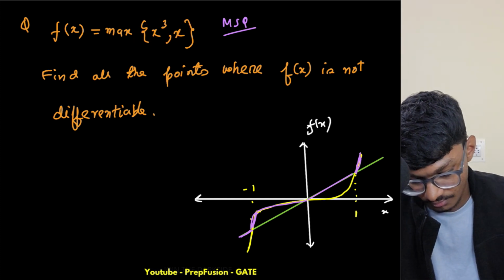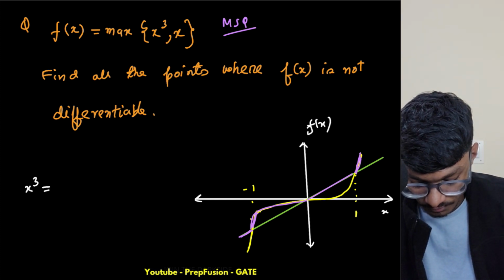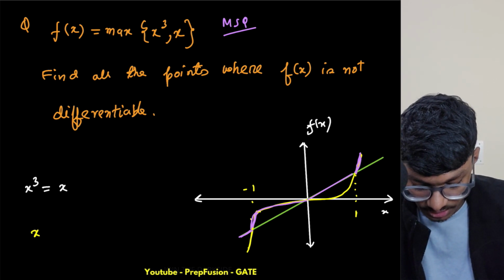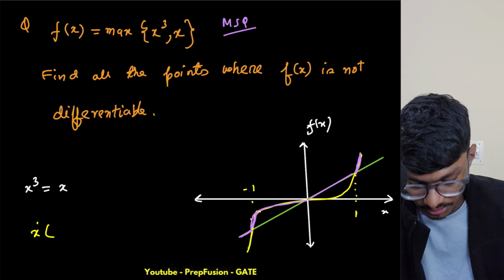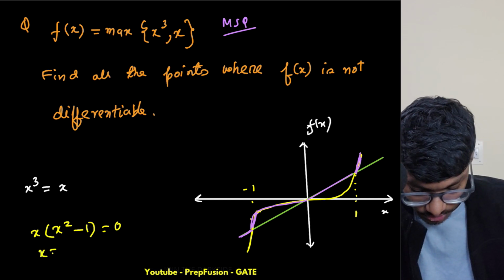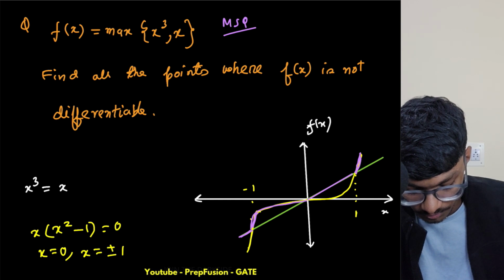So my x cube will be equal to x itself. So x cube equals x, then I can take x common, x(x² - 1) equals 0. So x is equal to 0 and x is equal to plus minus 1.